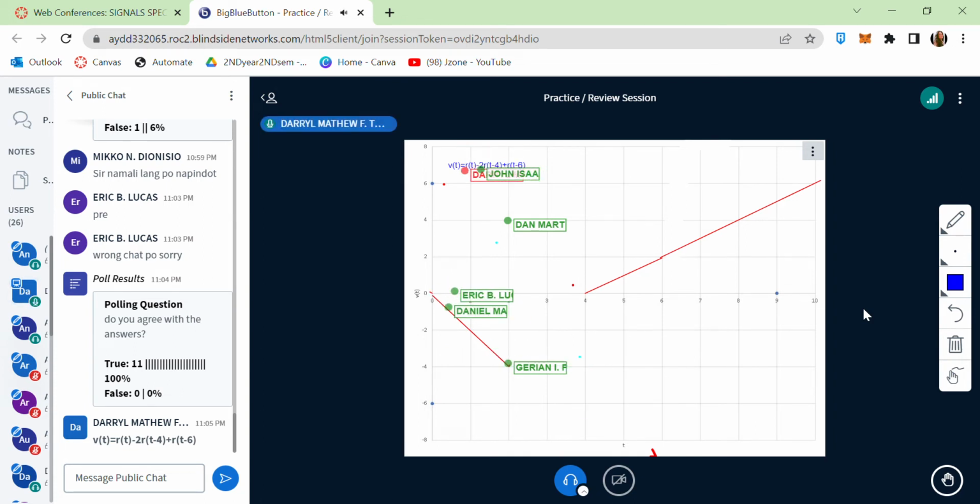For starters, since yung unang part natin is r of t lang, we're expecting na yung unang movement niya from t equals 0 is yes, paakyat siya. Pero yung critical na point na susunod would be t equals 4.